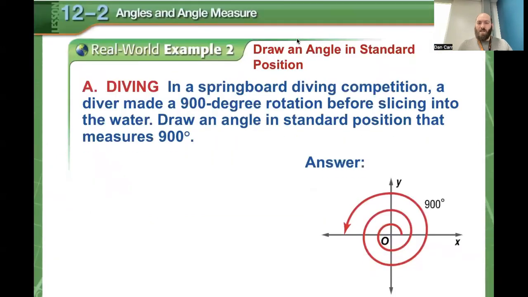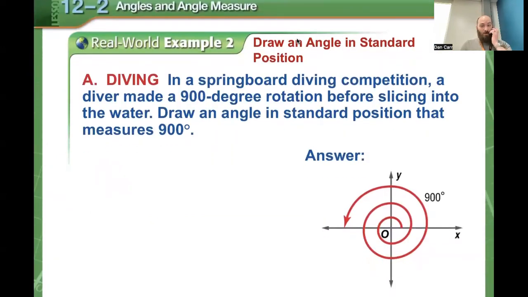All right, in a springboard diving competition, a diver made a 900-degree rotation before slicing into the water. Draw an angle in standard position that measures 900 degrees. Once again, this is my first rotation, which is 360. To help me with that, I'll do 900 minus 360.